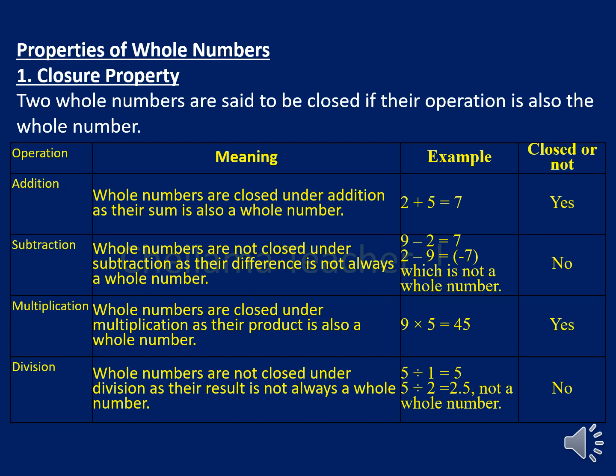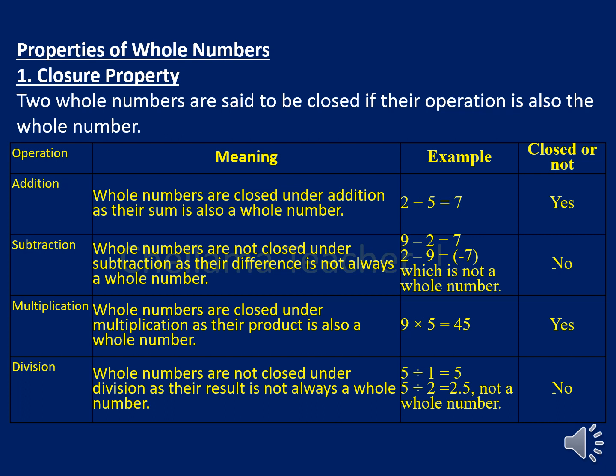Next is subtraction. Whole numbers are not closed under subtraction because their difference is not always a whole number. 9 minus 2 is 7. 2 minus 9 is equal to minus 7, which is an integer, not a whole number. So subtraction is not closed.